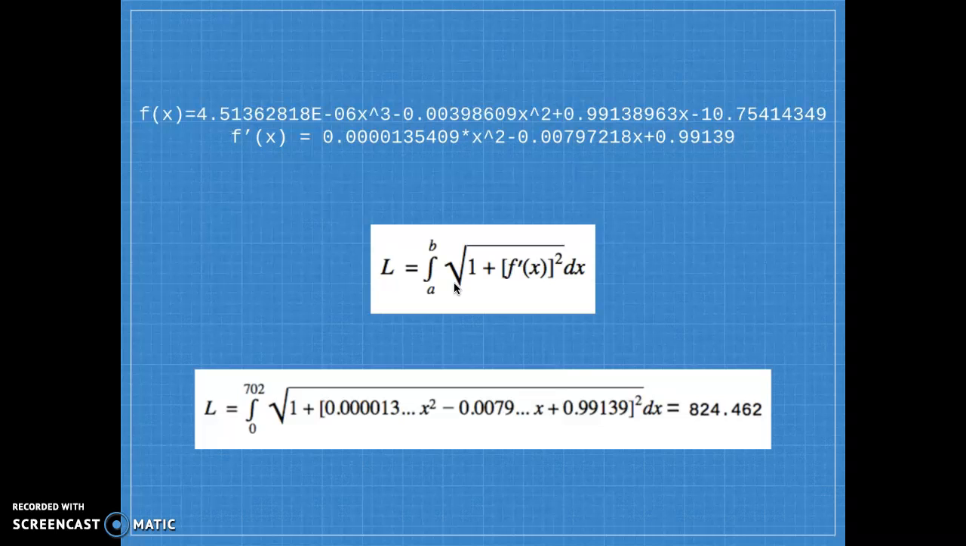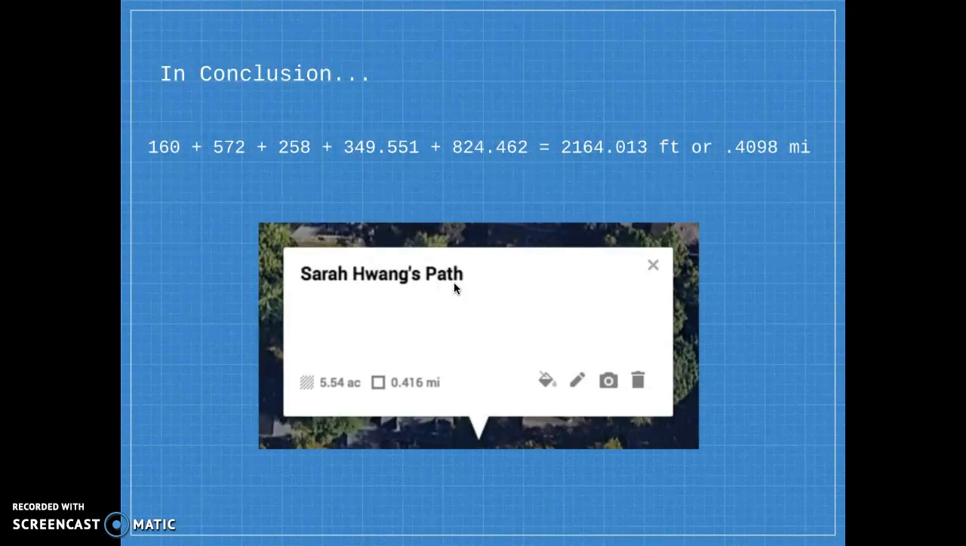So the limits for this segment are from 0 to 702, and again, I just plugged f'(x) into the formula, and I found that the length of this segment was 824.462.